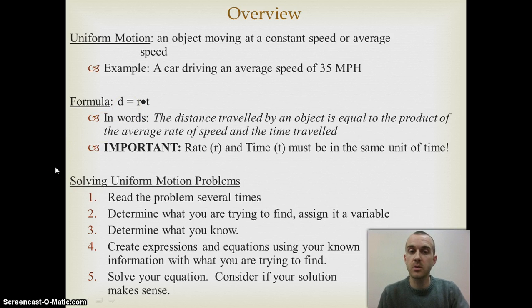When we're trying to solve uniform motion problems, we want to read through the problem and try to figure out what it is that we don't know so that we can solve for that specific component. So it's either going to be our distance, our rate, or our time. We then determine what information is given to us to help us set up this equation and solve for our unknown. We then want to solve the problem, but also look at our solution and put it back into the context of the problem to make sure that it does make sense.